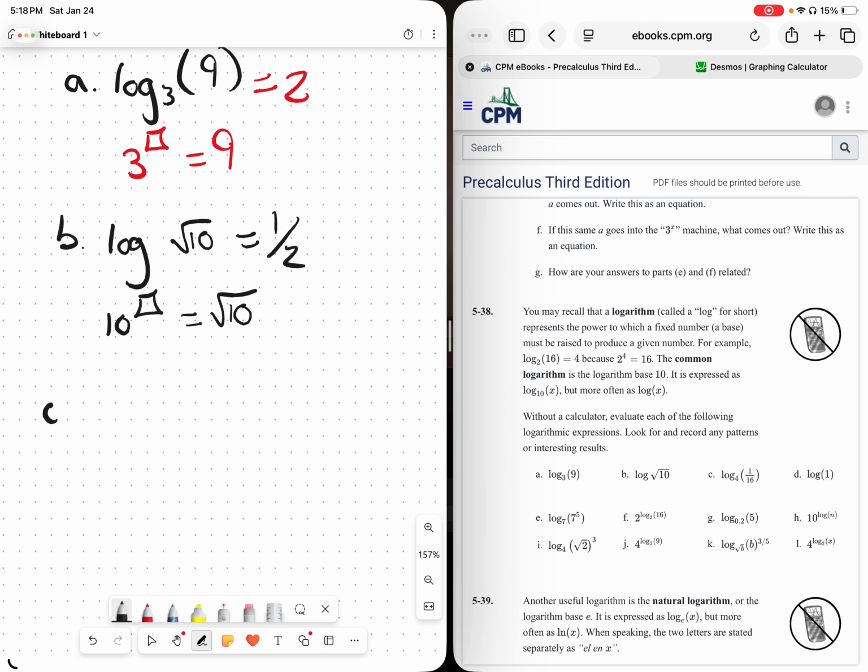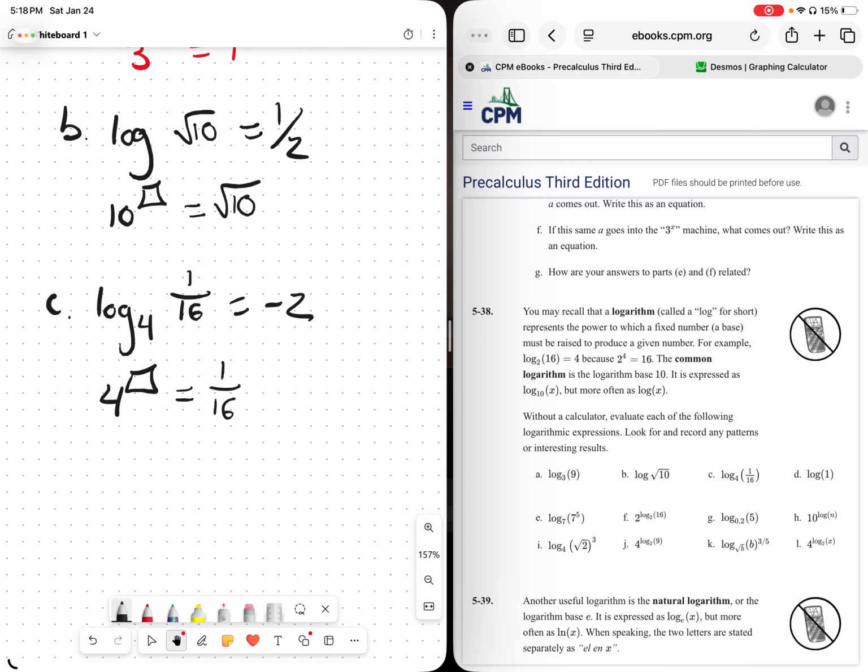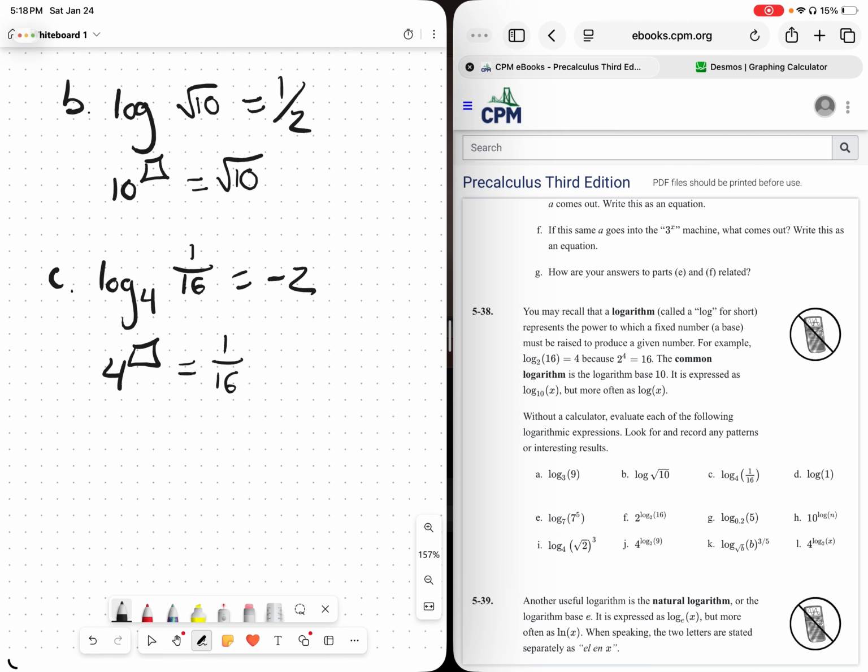Okay, c, log base 4 of 1 over 16. All right, to get a fraction, we know it has to be negative, right? And we need that negative number to also get us 16. So it's going to be -2 because negative takes it to the bottom. 4 squared makes it 16.